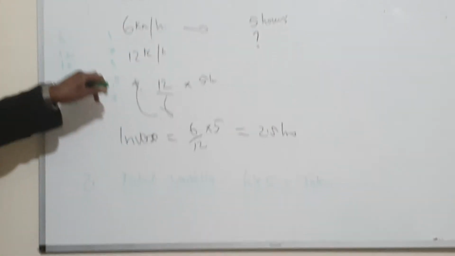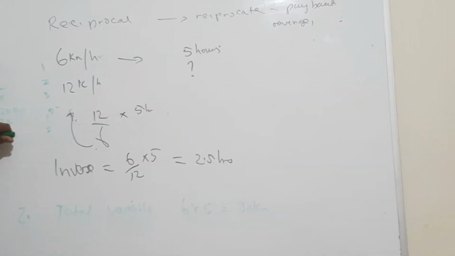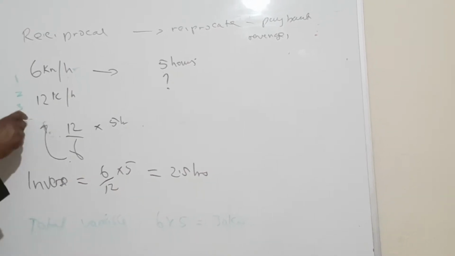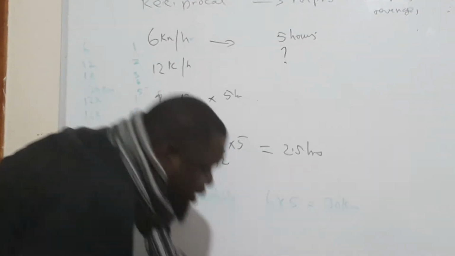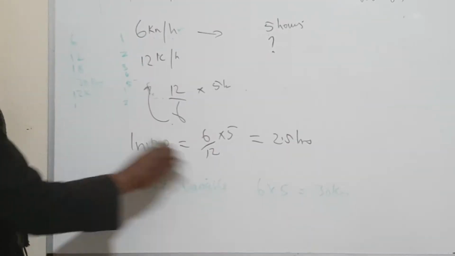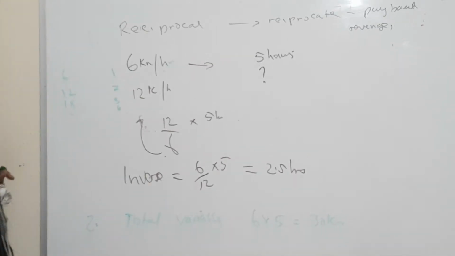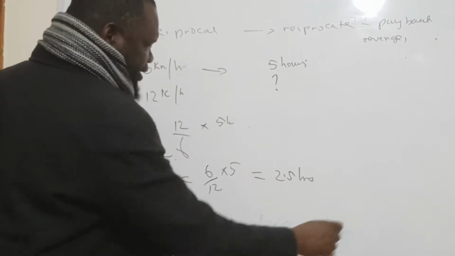By the time we reach 5, we will have traveled 30 kilometers. That's why I did this. In 4 hours, you'll have traveled 24 kilometers, you add 6, and then in 5 hours, you will travel 30. That's the total kilometers. That's what I'll call the total variable. Now, therefore, 30 kilometers.